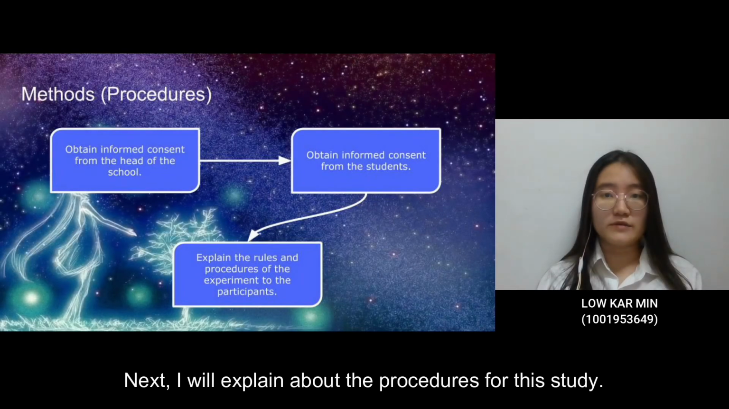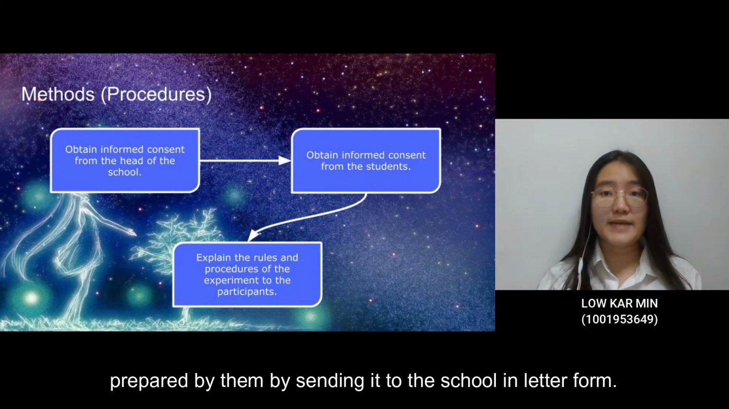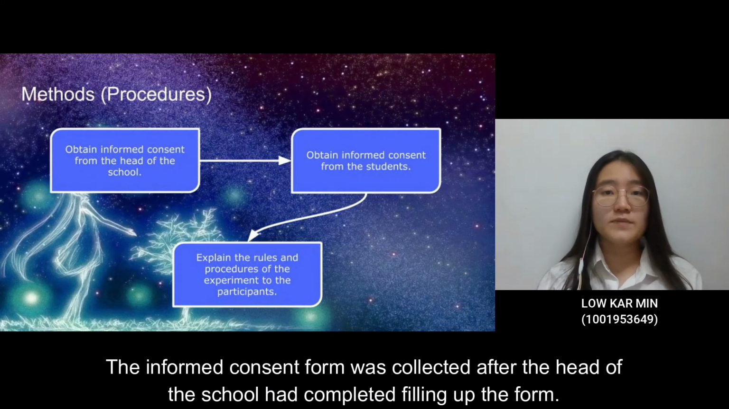Next, I will explain about the procedures for this study. First of all, the researcher requested the head of the school to fill in an informed consent form which was prepared by them by sending it to the school in letter form. The letter has clarified the research objectives and the tools that will be used for the research study. The informed consent form was collected after the head of the school had completed filling up the form.